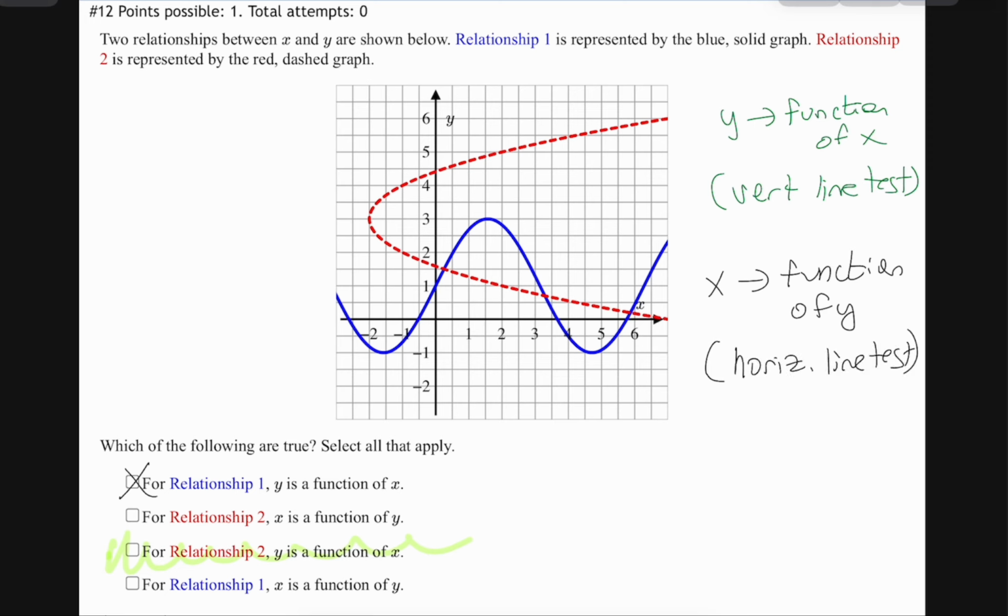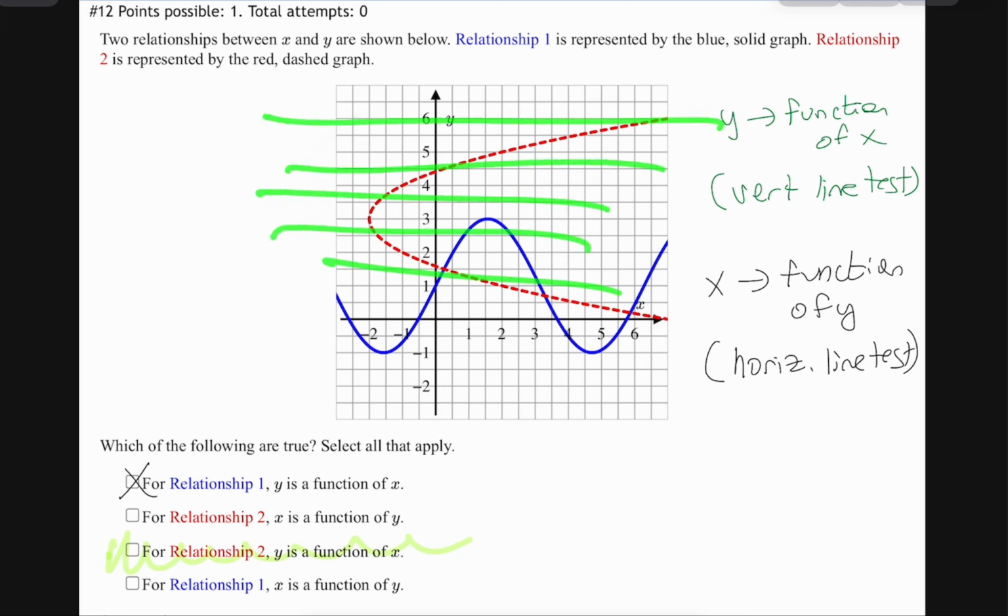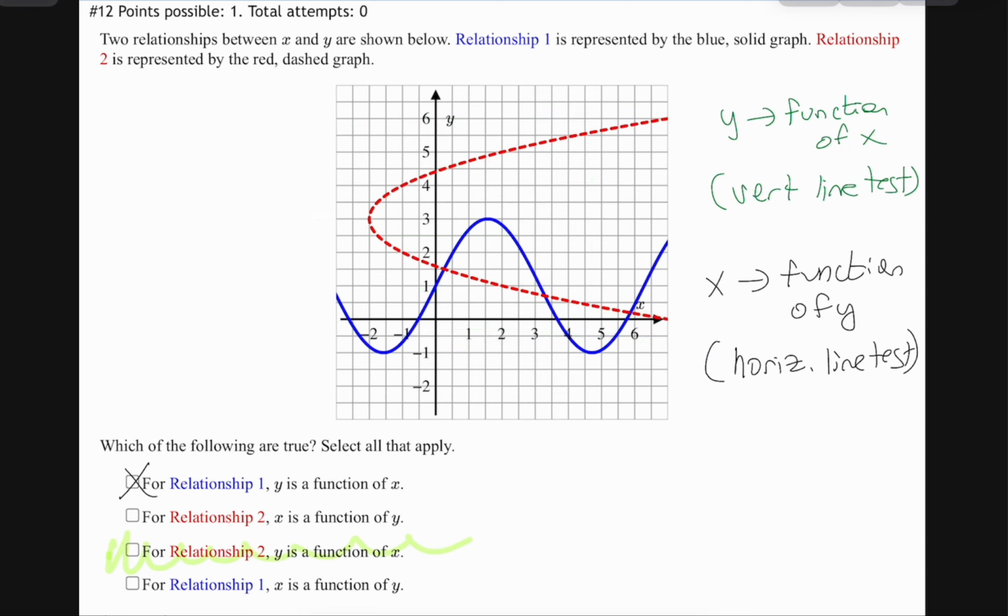Okay, so now let's draw some horizontal lines. So you can see that the horizontal lines only ever hit our red one once. So that's true. But they hit our blue function multiple times. So this one is out. Okay, so the only ones that are true: the blue function, y is a function of x. The red function, x is a function of y. So know this rule, and then you're good to go.